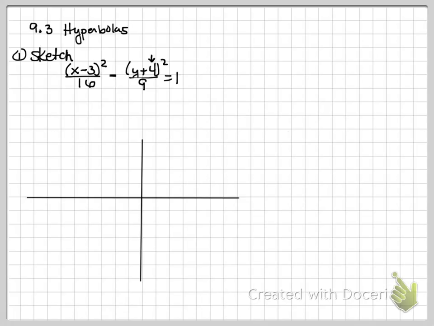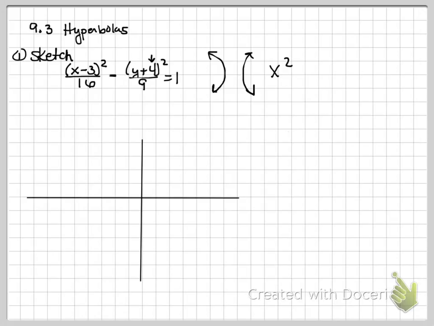So we need to first look at the equation to understand the orientation. Because our x squared is listed first, that means our hyperbola is going to open to the right and to the left. If it had a y squared first, then it would open up and down.